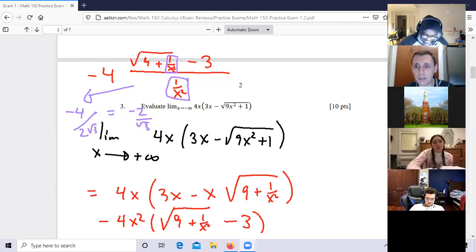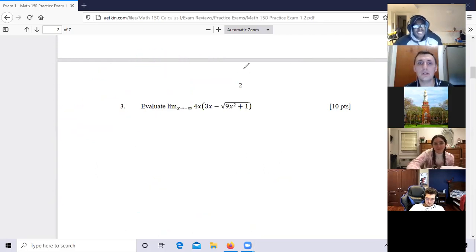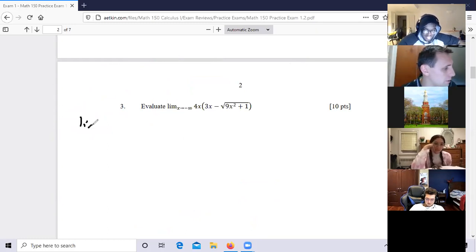Can we do the boring one? The boring way, yes, but if I made the power here bigger, the boring way will be really gruesome. Okay, clear all. Okay, the boring way, yes? So you like multiplying by conjugations, yes? I'm solving the limit where x goes to infinity of 4x times 3x minus root 9x squared plus 1.